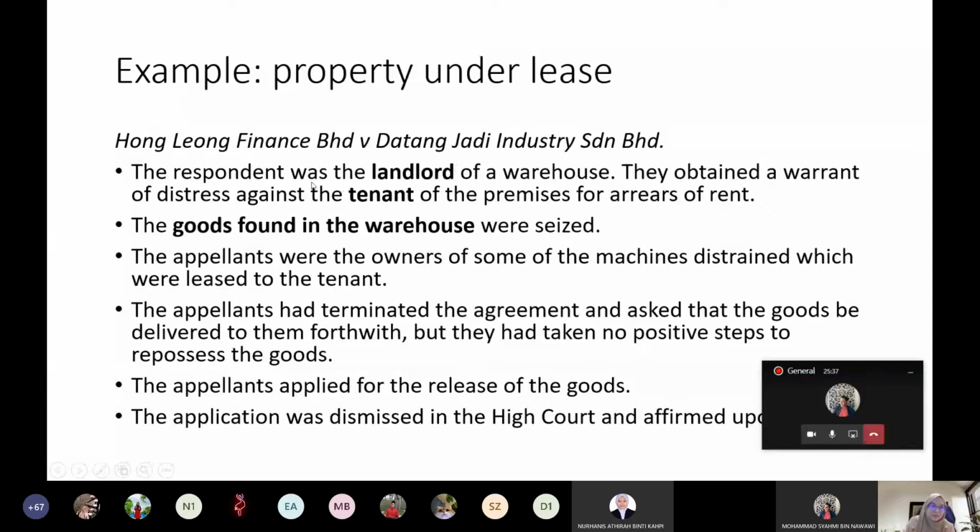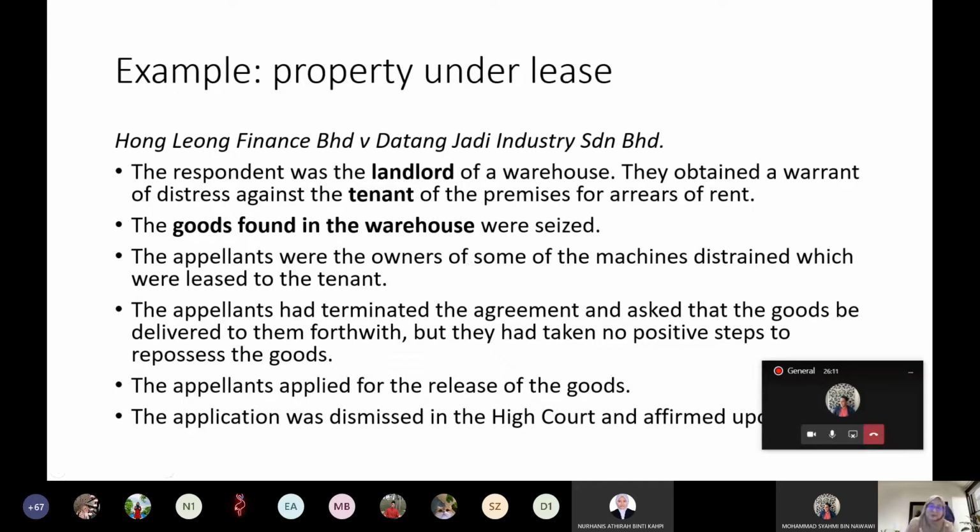Okay, so the respondent was the landlord of a warehouse, gudang warehouse. Okay, they obtained, respondent kat sini Datang Jadi Industri lah. Okay, so he was the landlord of a warehouse. So they obtained a warrant of distress against the tenant of the premises for arrears of rent. Okay, the goods found in the warehouse were seized.